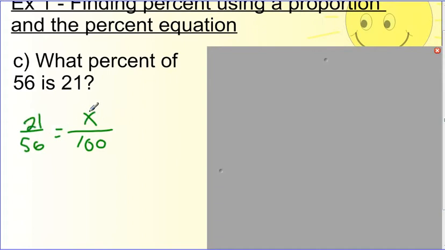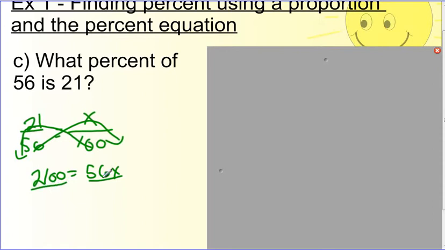So percent over 100, and the way I learned it in middle school was is over of equals percent over 100. So the one next to the "of" goes under the percent over 100. It's kind of the same deal. So now we cross multiply. 100 times 21 is 2100. 56 times x is 56x.